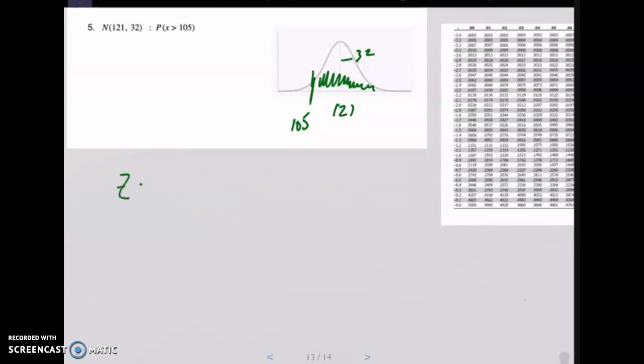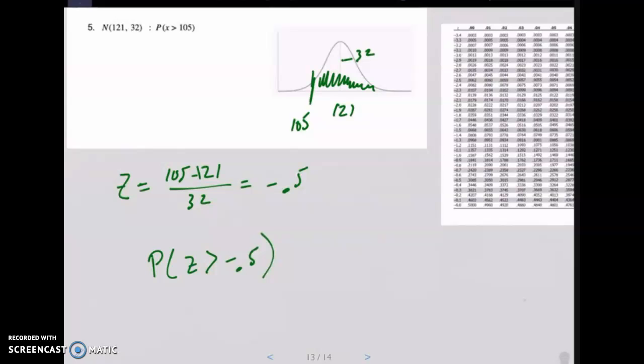So let's find z real quick. Z equals x, which is 105, minus x bar, also known as the mean, 121, over 32. So z is going to equal 105 minus 121, enter, divided by 32, negative 0.5. So what we have to do is we have to find the probability that z is bigger than negative 0.5. And that's actually a little tricky. What we need to do is we need to find this area first because our graph is left bound, and then we'll do 1 minus that area.